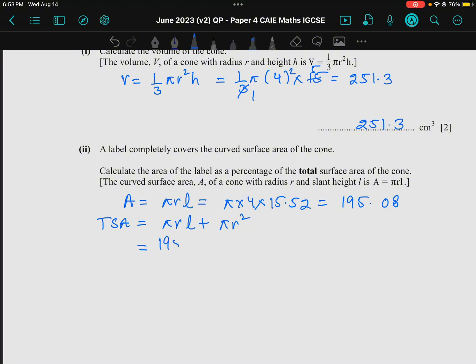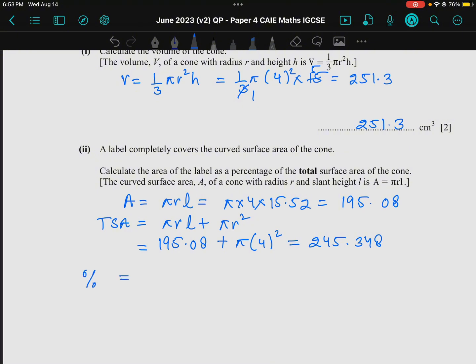So 195.08 plus pi r square, which means pi into 4 square. Put this in your calculator. 245.348. Now you have to calculate this as a percentage.